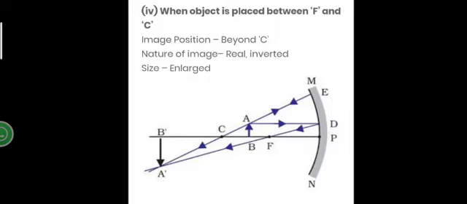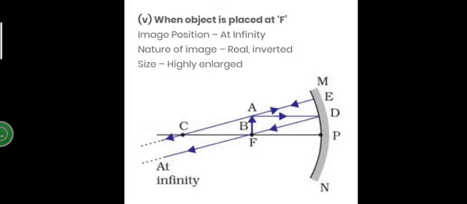In the fourth case, the object is placed between F and C. First, again, a ray parallel to the principal axis passes through the focus. Another goes towards the center of curvature and passes through, and they all meet beyond C, between C and infinity. So where is the image position? Beyond C. The rays actually meet in this diagram, so the nature of the image is real and inverted. Clear? And the size compared to the object is large. So here we say that the size of the image will be large.